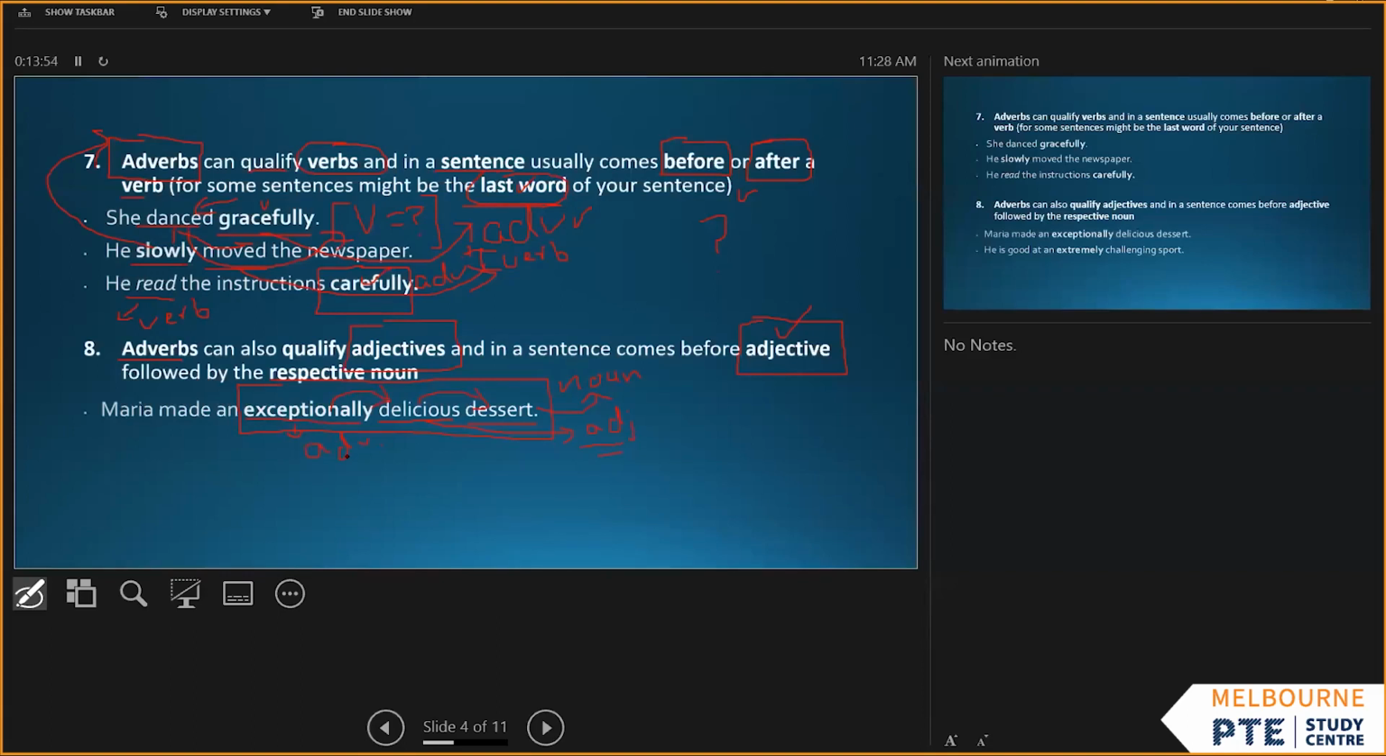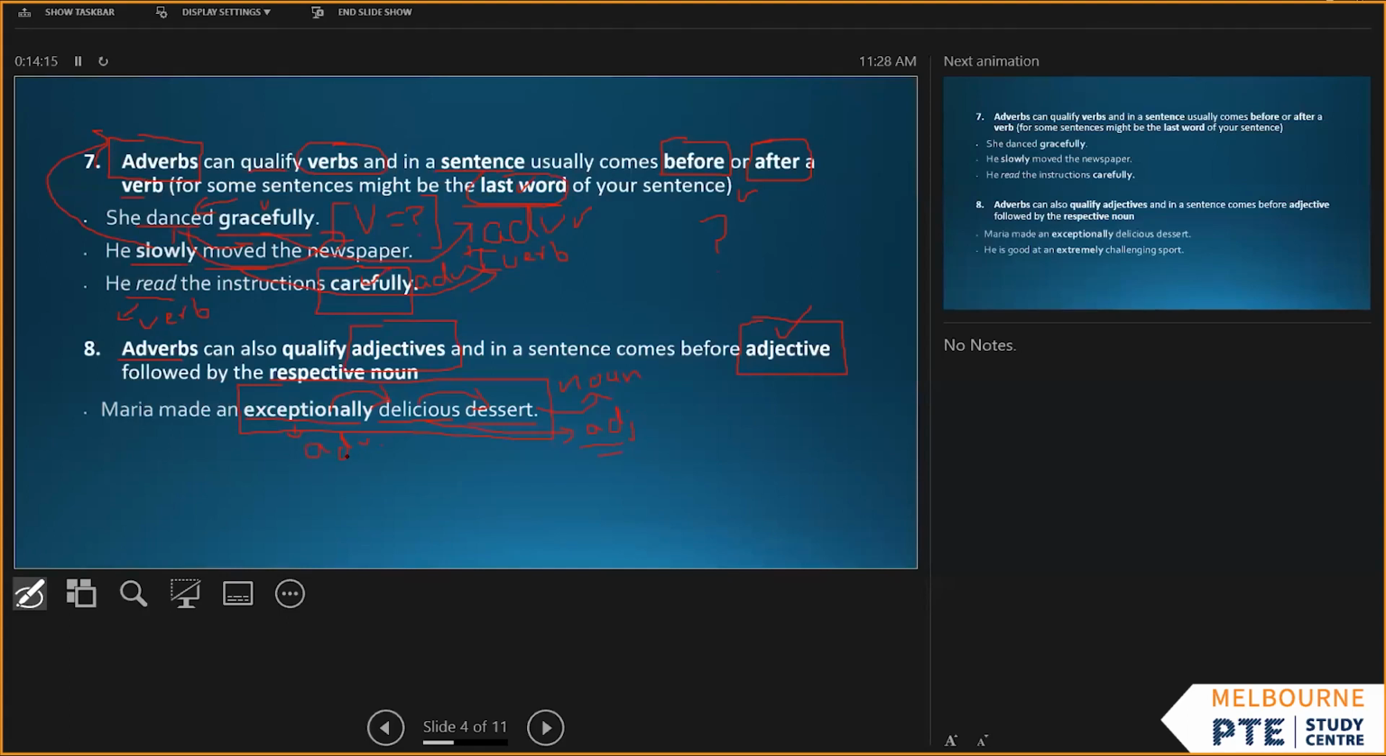Okay, to the people who might be a bit confused over here, let's just say I'm saying dessert. That is just a noun, like any sort of dessert that might be. When I'm saying delicious dessert, now I have more information for the dessert, that it is delicious, very tasty. So delicious is an adjective now.